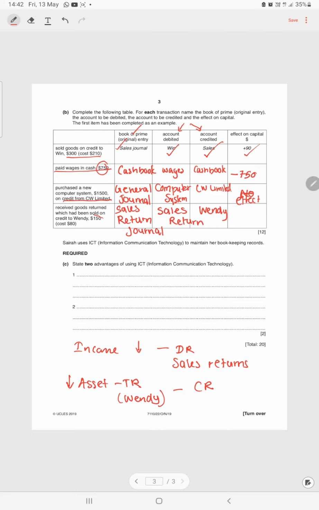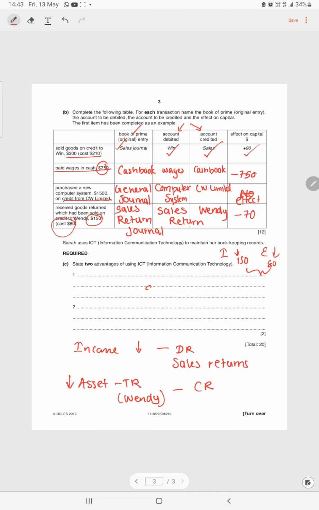So again here, you sold it for 150 but the cost was 80, so both your income decreases by 150 and your expenses also decrease by 80. So the net effect between the two is 70. Your profit, that means, decreases by 70. So yes, minus 70. So remember, income decreases.